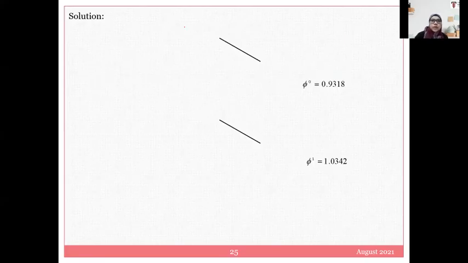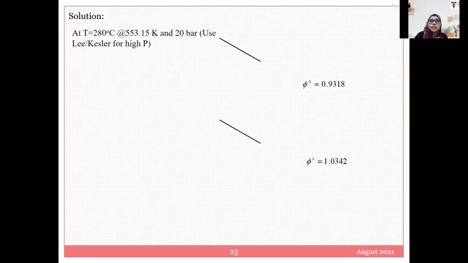Okay, how to solve this? First is to extract all the information. So you may refer to the pressure. Okay, the given pressure is 20 bar. So you can use the Lee-Kesler for high pressure. And then to determine the Lee-Kesler, that means we need to find theta naught and theta 1. So it requires the information of TR, the reduced temperature, and pressure.